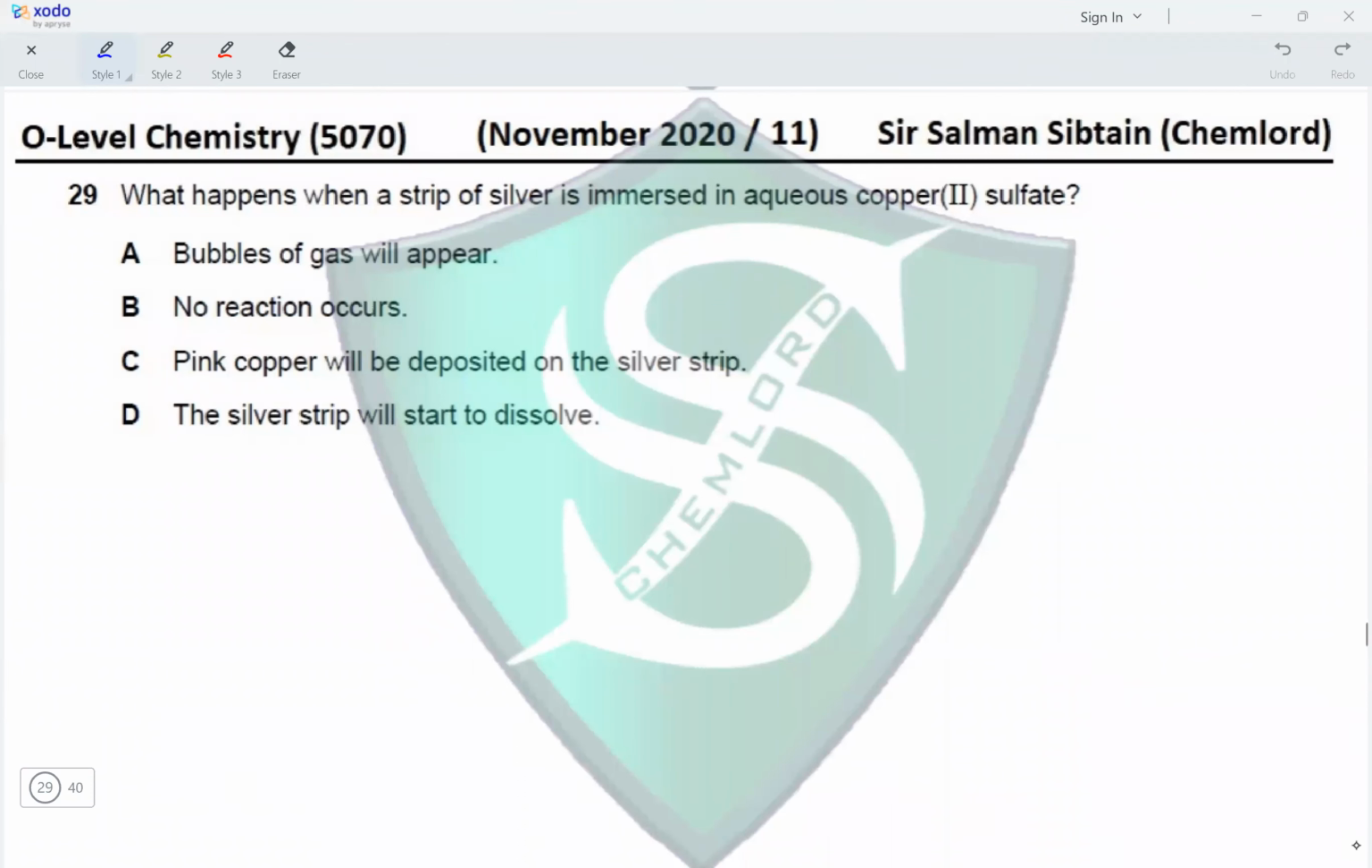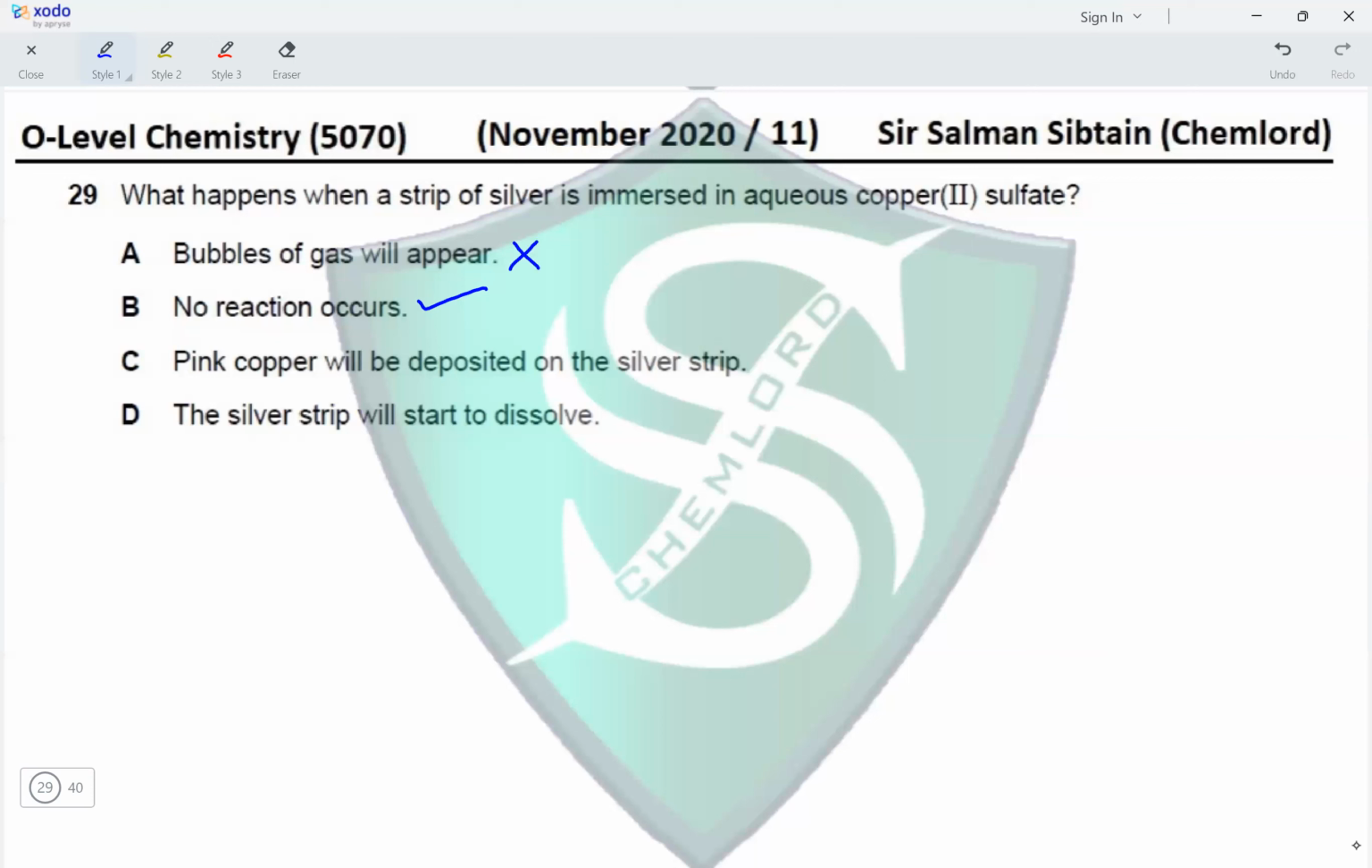Question 29. What happens when a strip of silver is immersed in aqueous copper(II) sulfate? Okay, a strip of silver is immersed in copper. Silver is less reactive than copper. So silver will not get oxidized and it will not displace copper in the salt solution. So bubbles of gas will appear? No. No reaction will occur? Yes, there will be no change.